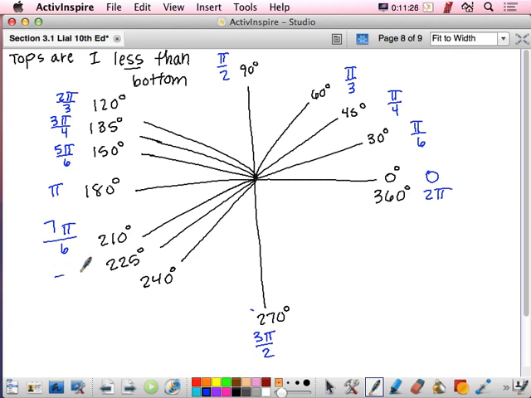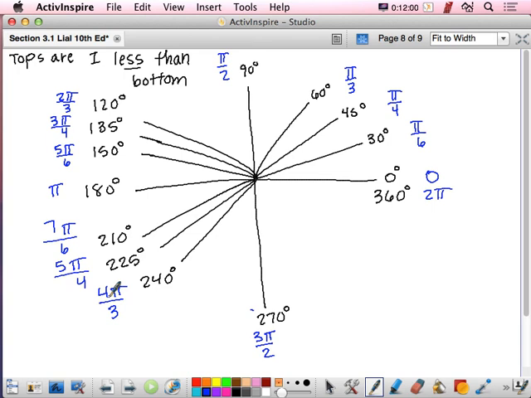225, we know is something pi over 4. The bottom is 4. If I'm a little more than pi, it stands to reason that the top should be 5 pi over 4. And then 240, which has a reference angle of 60, has to be something pi over 3 when we convert it to radians. And once again, it's over in the third quadrant, so it's greater than a whole pi. A whole pi would be 3 over 3. And so just moving 1 reference angle past that pushes us into 4 pi over 3.